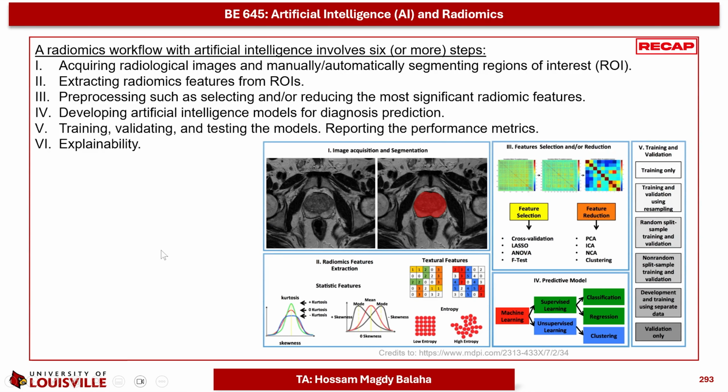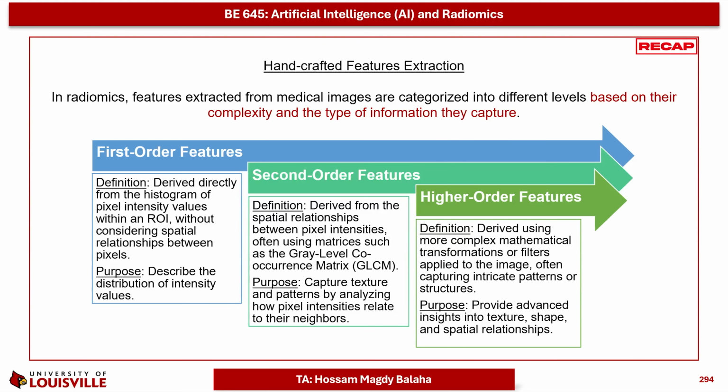In the previous lectures, we have covered multiple aspects in the Radiomics workflow using artificial intelligence, from acquiring the datasets to train, validate, and test the model and report the different performance metrics, passing through selecting Radiomics features, pre-processing, and creating the model and selecting the best model according to the performance metrics. Also, we covered different handcrafted features such as first order features, second order features, and higher order features.